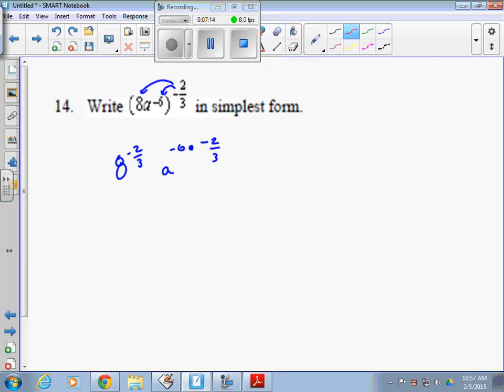So multiplying that straight across, a negative times a negative, we know is going to be a positive. 6 times 2 is 12. Divided by 3 is going to be a to the 4th power. If you need to write that stuff out, you can. A to the 4th power.